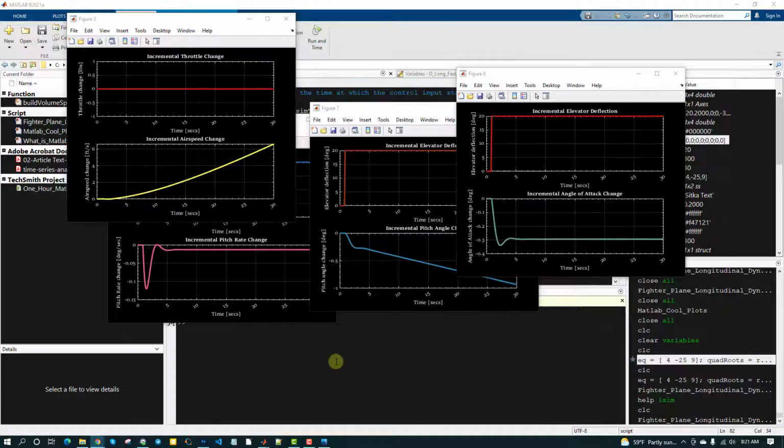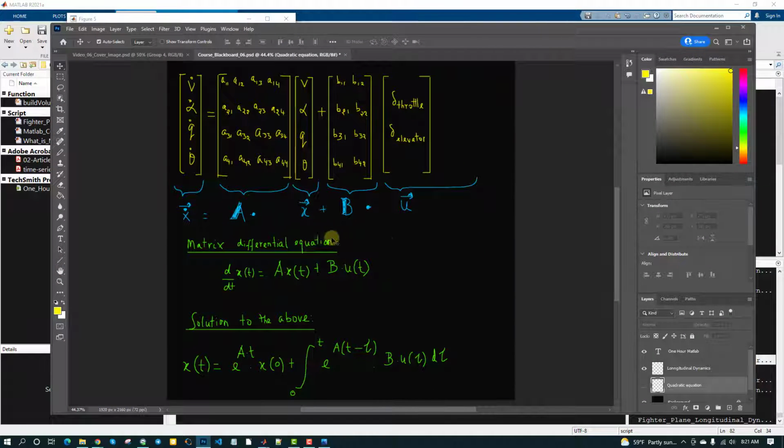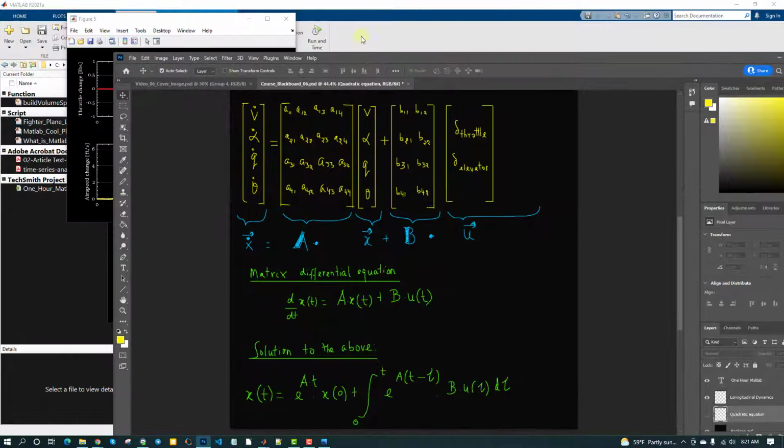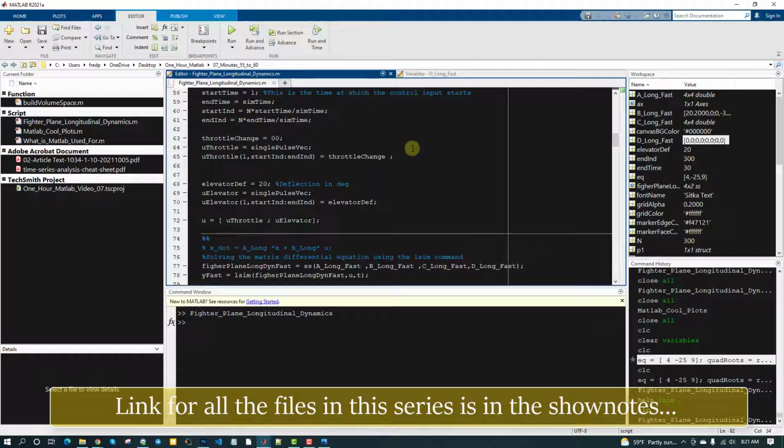That's it. Don't worry if you don't fully understand the math behind this. My intention was to show that relatively complex modeling tasks can be achieved very easily in MATLAB, and I just wanted to show you the power and elegance of MATLAB.